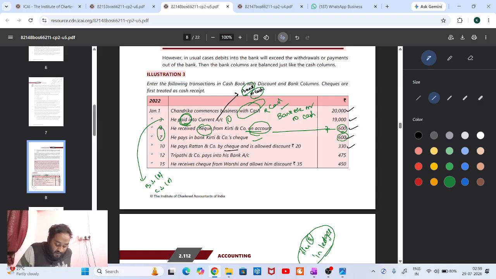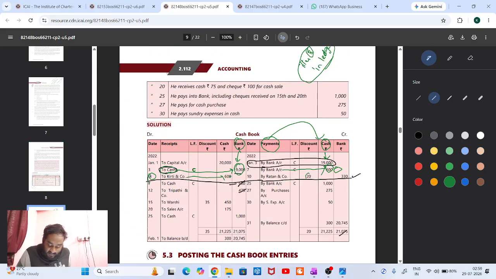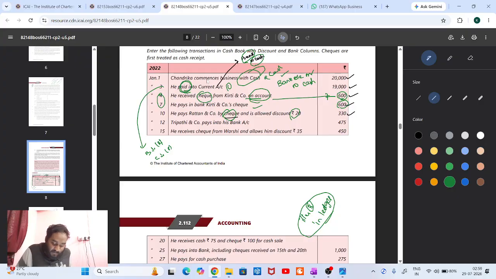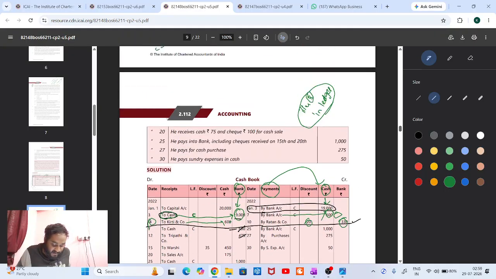He pays so and so by check and is allowed discount of 20 rupees. Discount allowed. We paid and discount allowed by them. So 20 rupees is an expense. Paid by check. Okay, anyway, Kriti and Co pays into his bank account 475. So we receive 475 again. Right. Good, good.